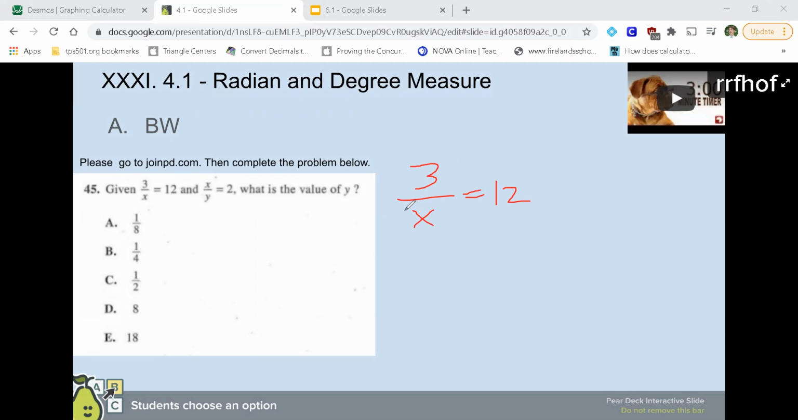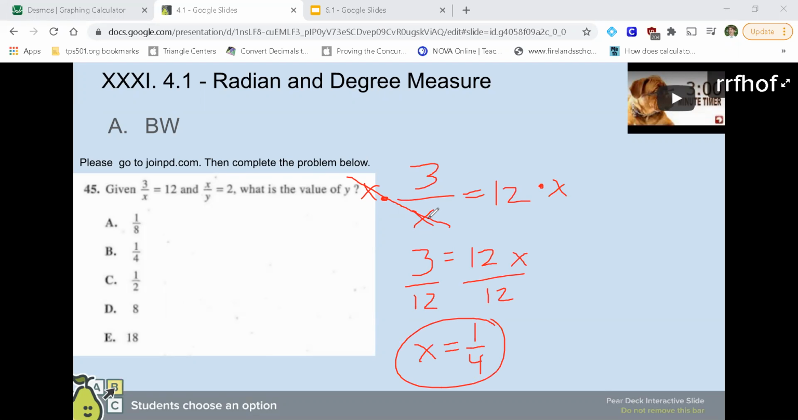If I want to solve this for x and get x by itself, I don't want it in the denominator. So how do I get it out? Well, instead of dividing by x, I will multiply. If you do that to both sides, it'll cancel out over here, leaving you with just 3, and then 12x on the other. Divide both sides by 12, and you get x is a quarter. You can then take that, plug it into the second equation to find out what y is.